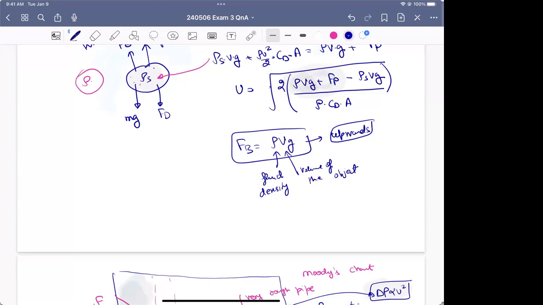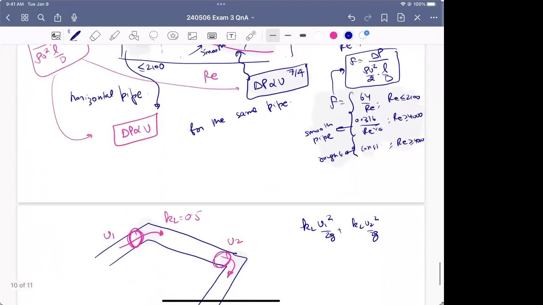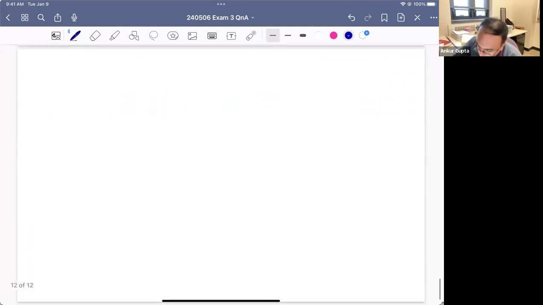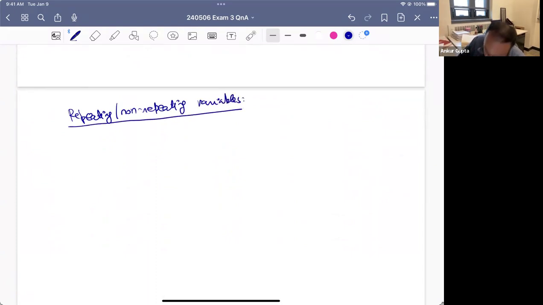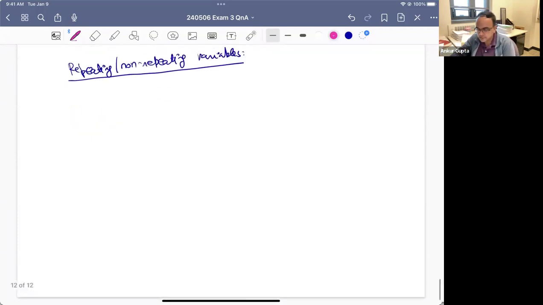I was wondering if you could maybe go over how to identify repeating and non-repeating variables. Yeah, for sure. So repeating, non-repeating variables. All right, I have to always make up some problem to think about this. Let me think of a fluids problem. Okay, so let's do this one. Let's do the parachute problem just for fun.